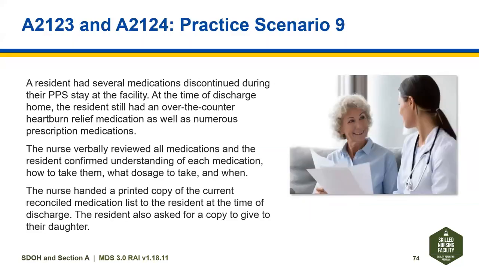So here's our practice scenario for A2123 and A2124. A resident had several medications discontinued during their PPS stay at the facility. At the time of discharge home, the resident still had an over-the-counter heartburn relief medication, as well as numerous prescription medications. The nurse verbally reviewed all medications, and the resident confirmed understanding of each medication, how to take them, what doses, and when. The nurse handed a printed copy of the current reconciled medication list to the resident at the time of discharge. The resident also asked for a copy to give to their daughter.